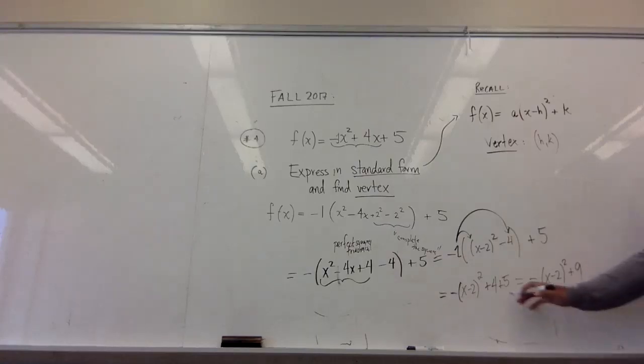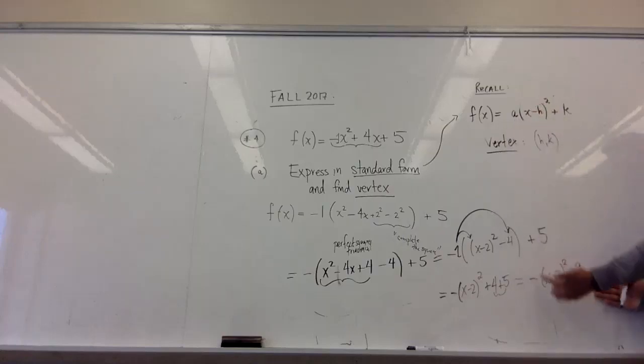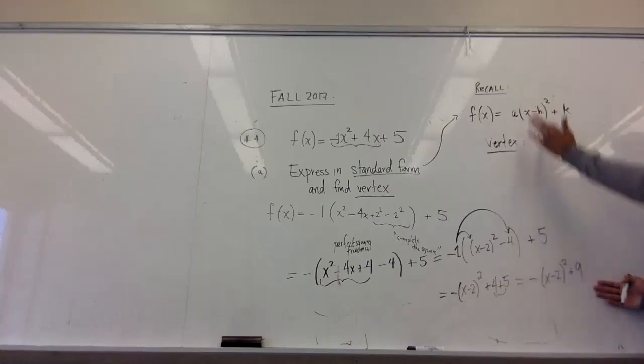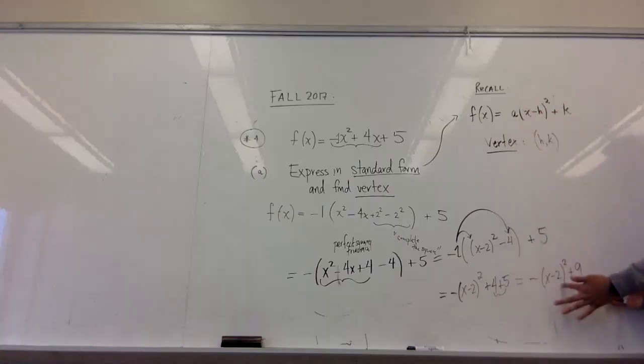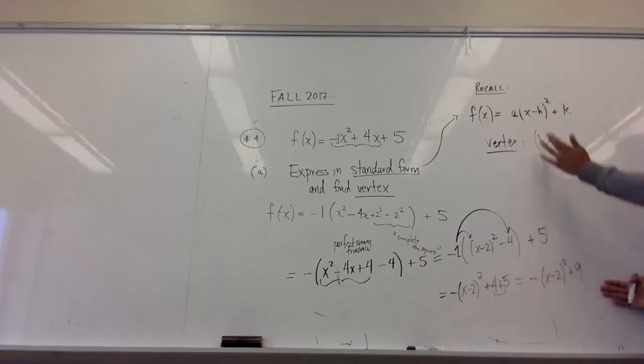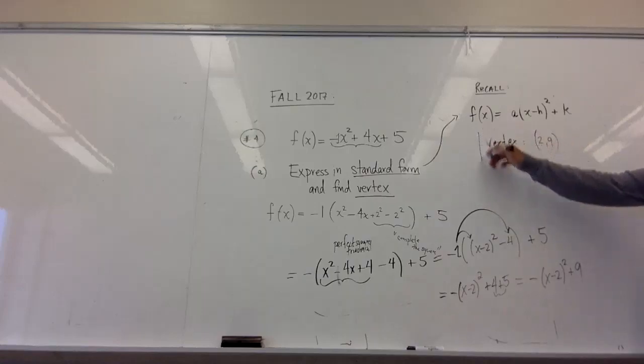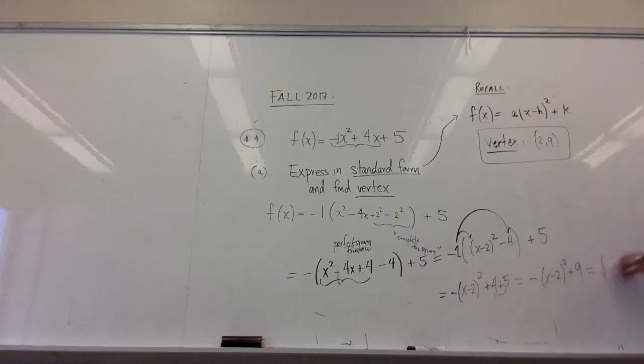Right? Because all I did was combine constants. And now look what I have. Don't I have what a is? What's a? a is in front of the parentheses, which is negative 1. What's h here? 2. And what's k? 9. So then what's the vertex? (2, 9). Boom, done. So this is my final answer, and this is my final answer for the standard form.